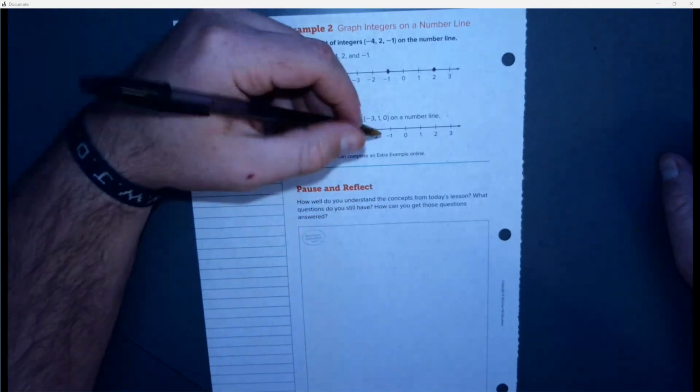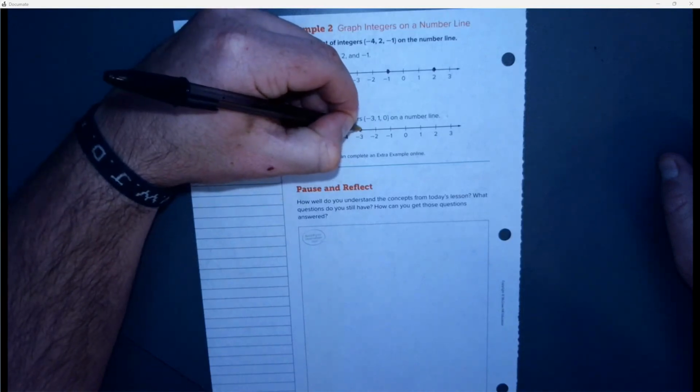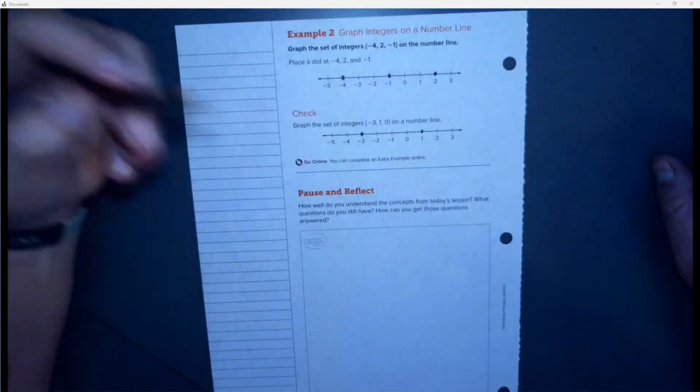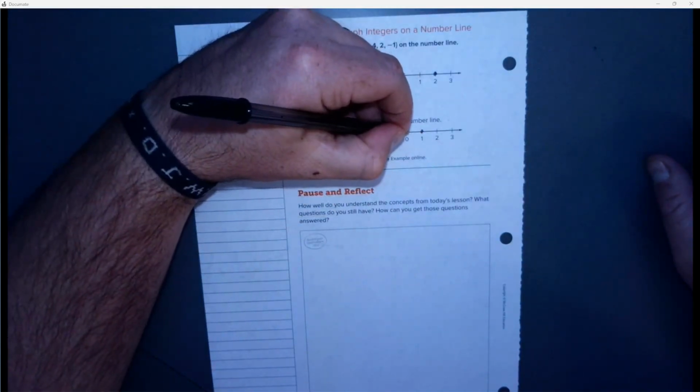Now let's look at the check problem. Graph the set of integers -3, 1, 0 on a number line. Again, we have -3. We know it's a negative number. It has to be to the left of 0. It's right here. 1, it's a positive number, so we know it's going to be to the right of 0. And 0 is just represented by itself.